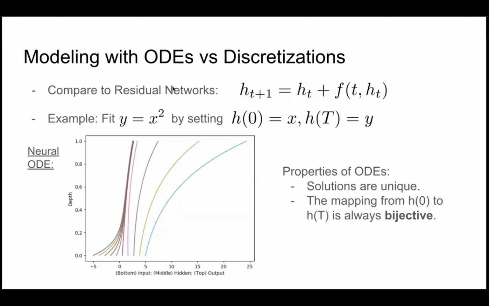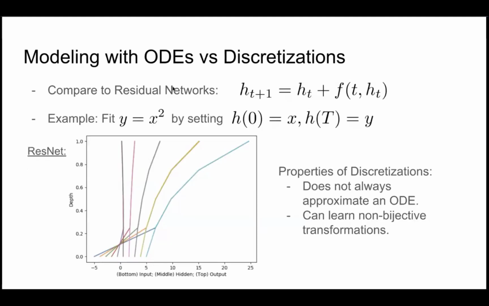Okay, so this uniqueness property means that the mapping from h at any time to h at another time is always a bijective mapping. On the other hand, a residual network, or really any coarse discretization of an ODE, is a model that's not constrained to always output bijective transformations. And as such, it can easily learn this x-squared function. In fact, it actually learns to merge both the positive and negative values in the first residual block.